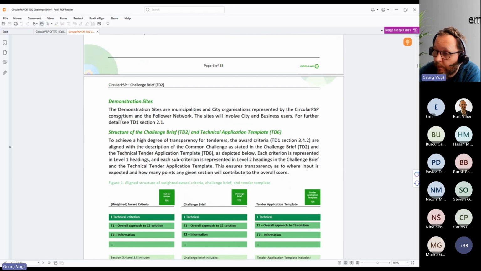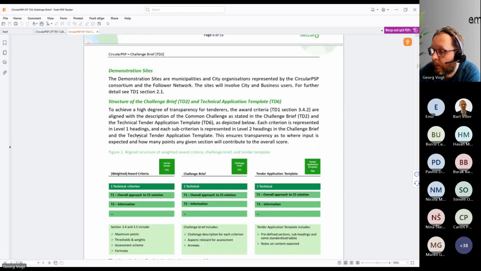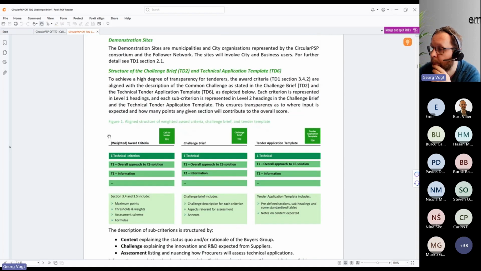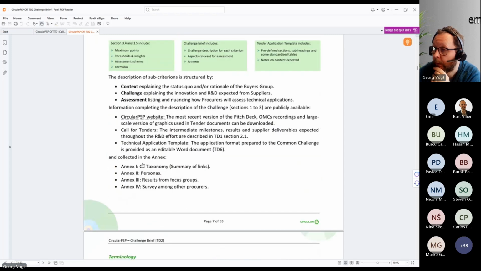The demonstration sites, and they are known. They are the 8 procurers plus some open access to others, third parties for the follower to make your business case better. Basically, advertise for yourself after the end of the project. And this graphic you've seen.